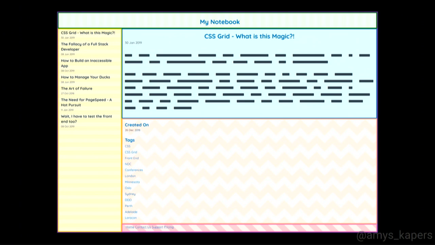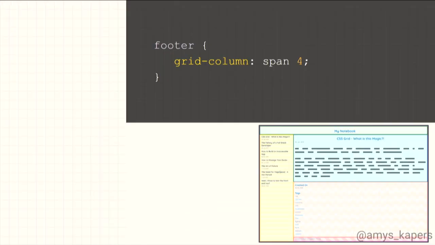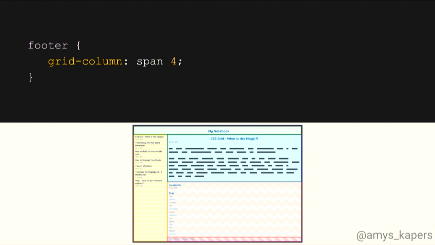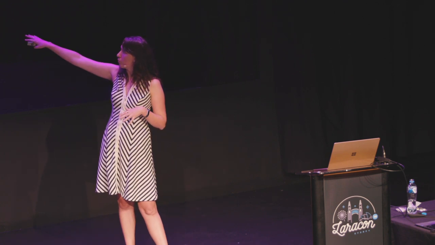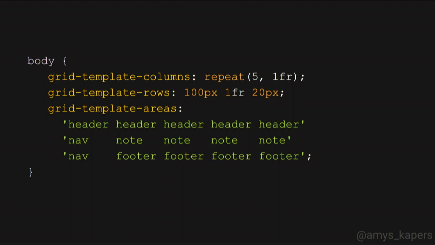There we go. One of the other really useful things that grid does is it gives us access to named areas of our grid. We can define these using grid template areas. These are really useful for when you're rearranging the way an application works in various screen sizes. So when we define this, we have one row for each row in our grid, so we've got 3 lines, and one word for each of our columns.